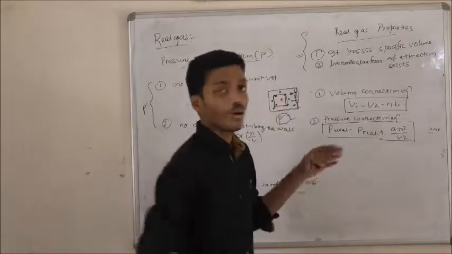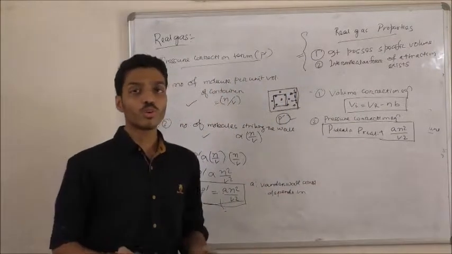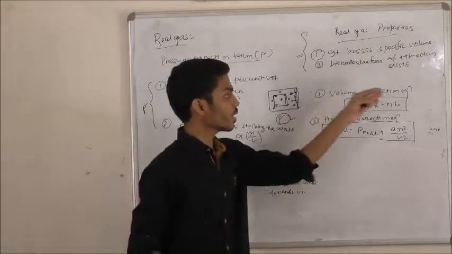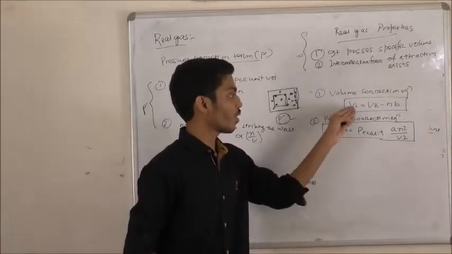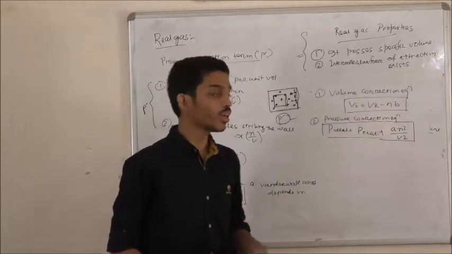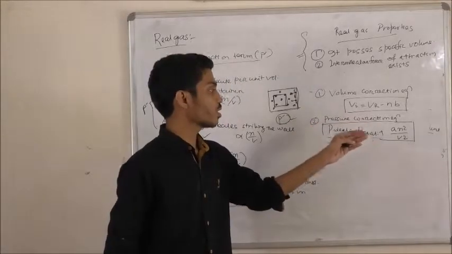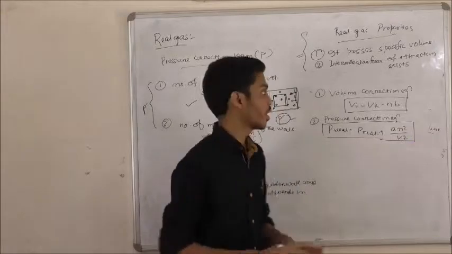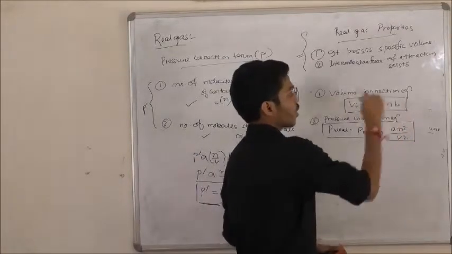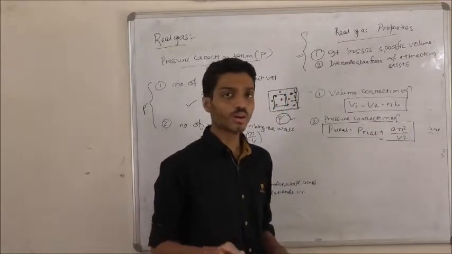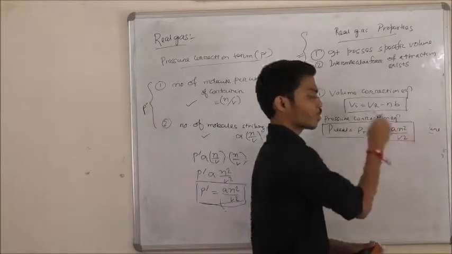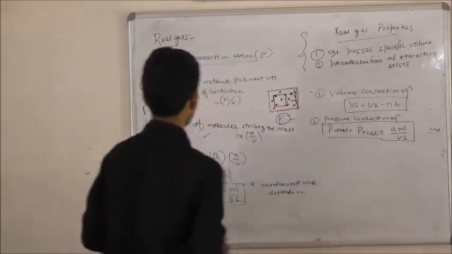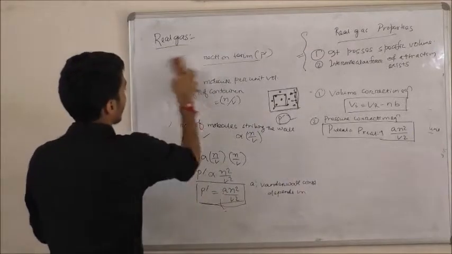So finally, the two correction terms that Van der Waals proposed are the volume correction equation that we found as V ideal equals V real minus nb, and the pressure correction equation, P ideal equals P real plus A N square by V square, where nb is the volume correction term according to Van der Waals, and A N square by V square is the pressure correction term according to Van der Waals.